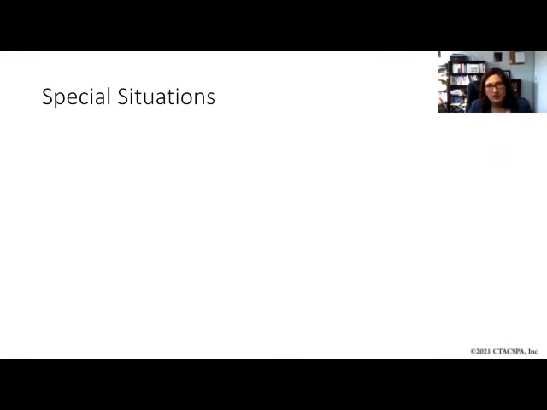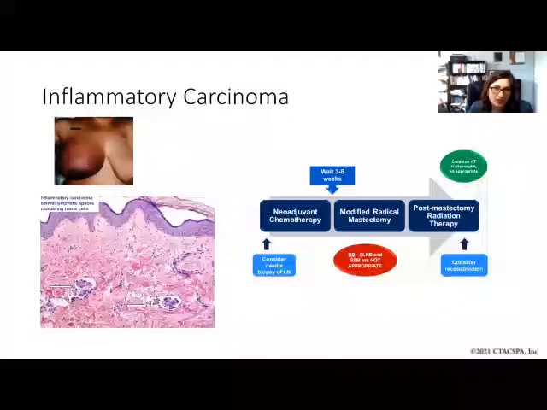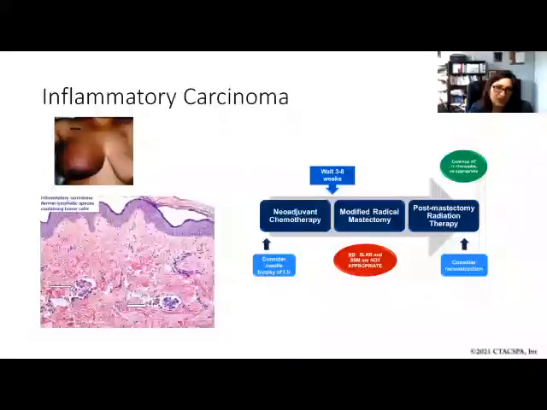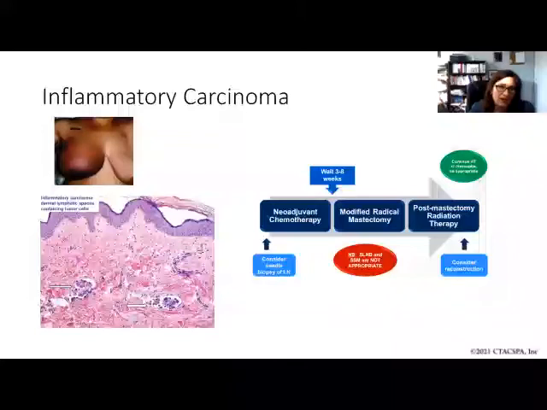So now let's spend a little bit of time to discuss the special situations, because I love talking about special situations in both ABSITE and the orals. Inflammatory carcinoma is one that is commonly asked. It's rare, but it's commonly asked. Generally, patients will present with a very red and inflamed breast, and you might see this peau d'orange, this orange skin type picture that basically just shows that the dermal lymphatics are blocked. And on pathology, you will see the dermal lymphatics involving tumor cells blocking the lymphatic flow.